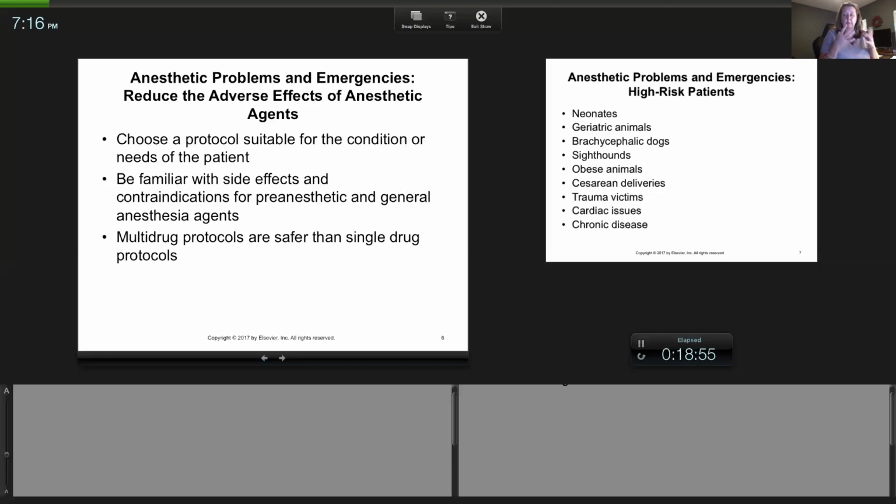I mean, ultimately, when you guys are first out in practice, your doctor is going to choose these protocols. But the problem is you're the one doing anesthesia. You're the one discharging the patient. You're the one talking to the client. So you still need to be familiar with the drug you're using. And are there any contraindications?